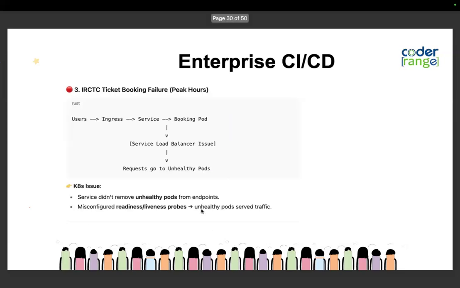Right, this is real production. Even if you work with IRCTC booking failure, the user will talk to the ingress, which will talk to the service, then to the booking pod, and there is a service load balancer issue, because in IRCTC sometimes it will route to unhealthy pods. The service does not remove unhealthy pods because they misconfigured that, and they have to check the liveness of the pods, whether that pod is unhealthy or what is happening to that pod. These are real production issues which you are seeing with real traffic in the real world.